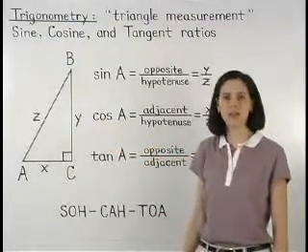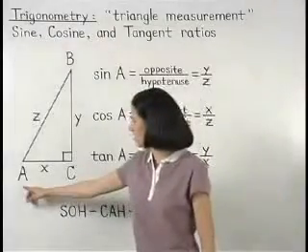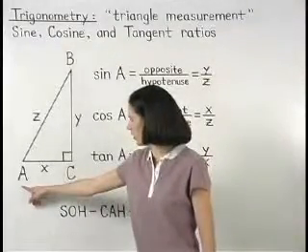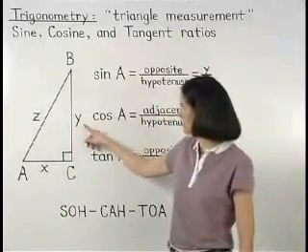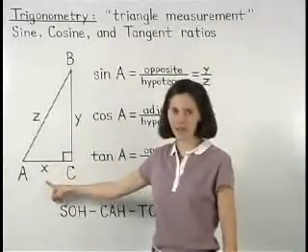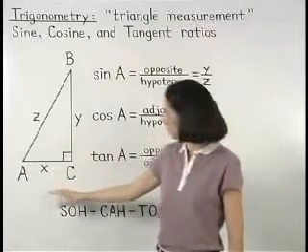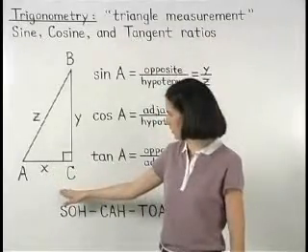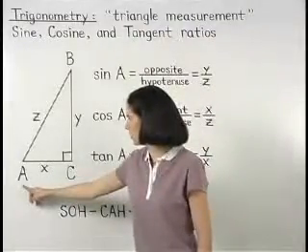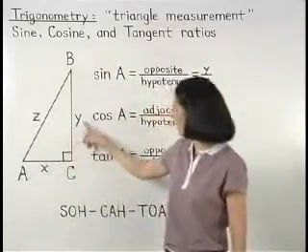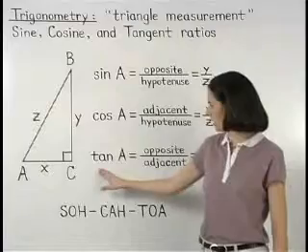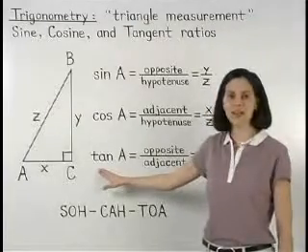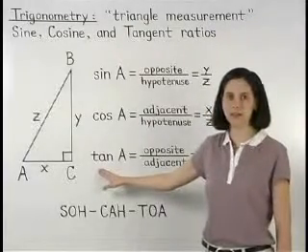And finally, the tangent of angle A is equal to the ratio of the length of the side opposite angle A to the length of the side adjacent to angle A. So, in right triangle ABC, the tangent of angle A equals y over x. Notice that the abbreviation we use for tangent is tan.